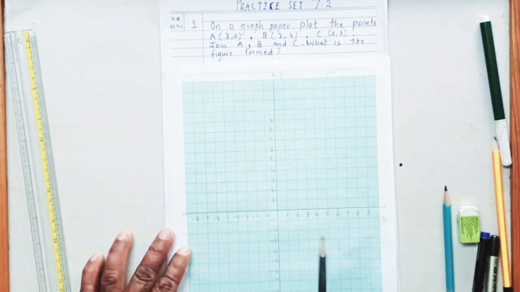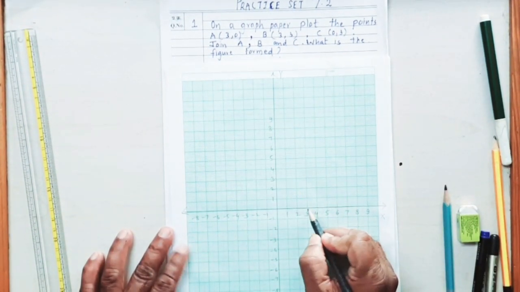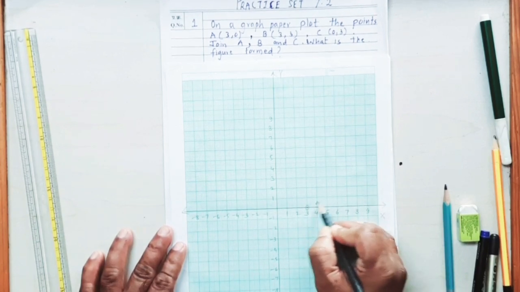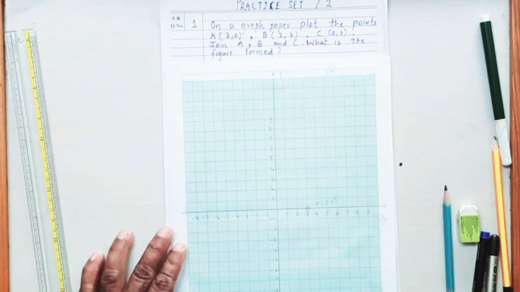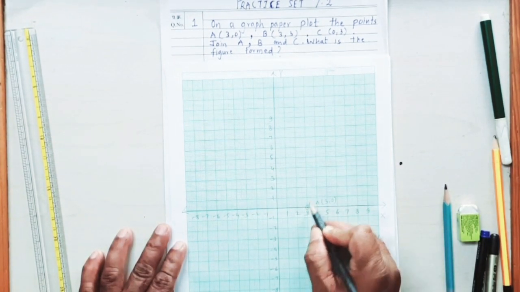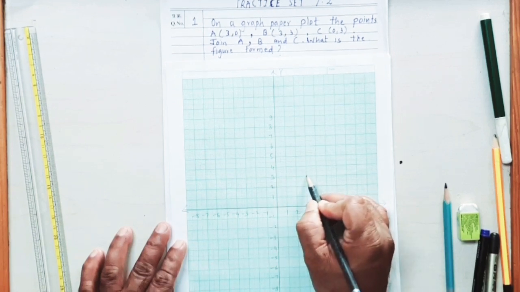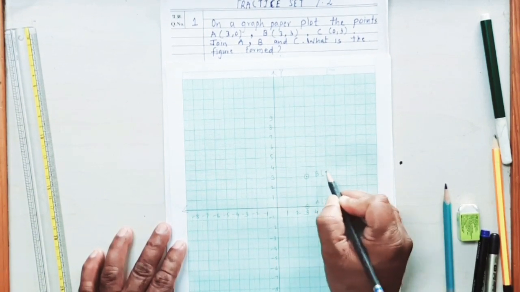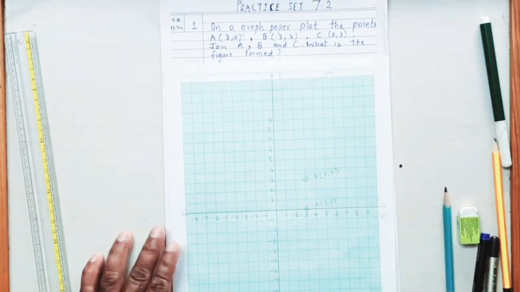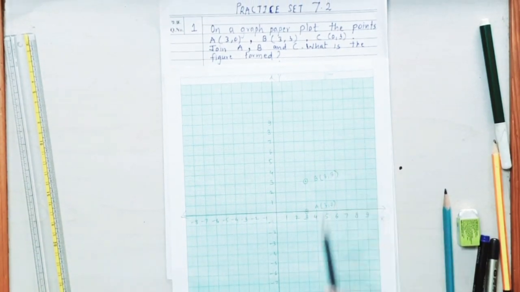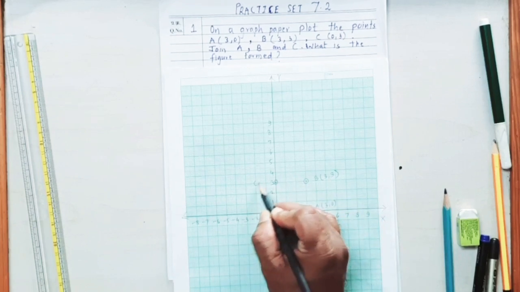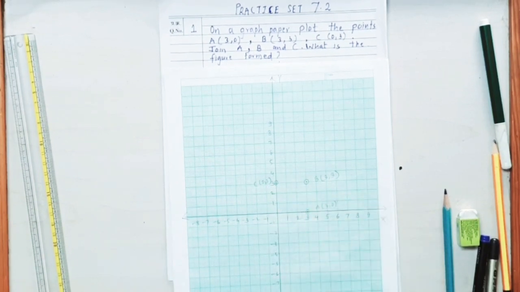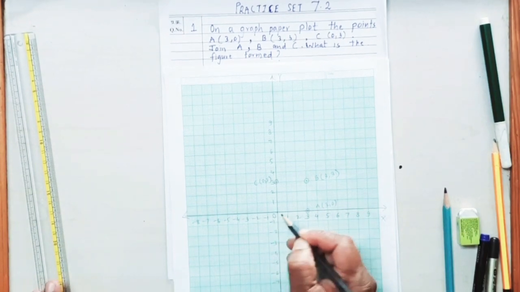First point is (3, 0), x is 3 and y is 0 on the x-axis, point A (3, 0). Then point B (3, 3), both are positive. So the point lies in the first quadrant, B (3, 3). And C (0, 3), that is x coordinate is 0 and y coordinate is 3. So the point lies on the y-axis. So point C (0, 3), and the point of intersection is the origin O.